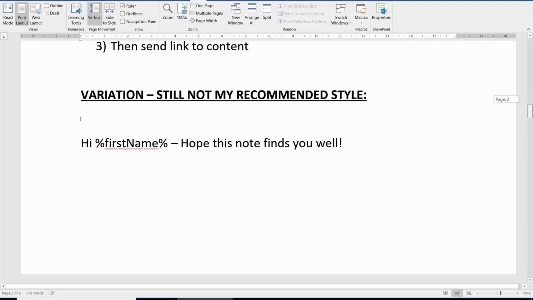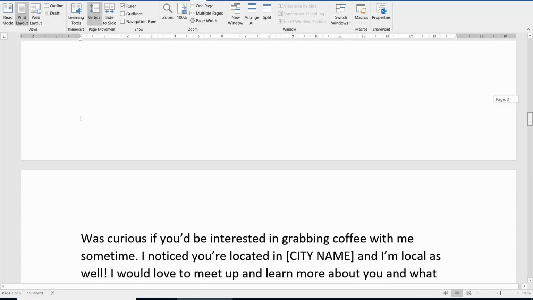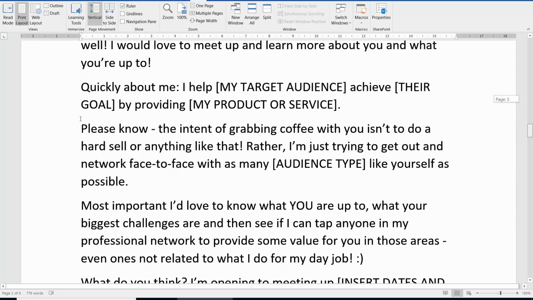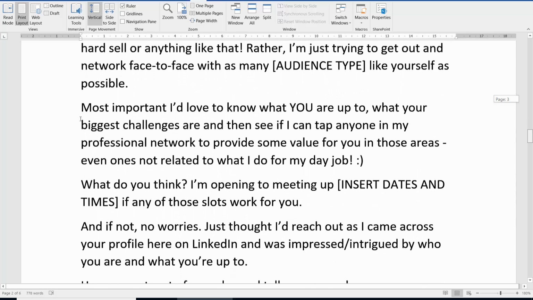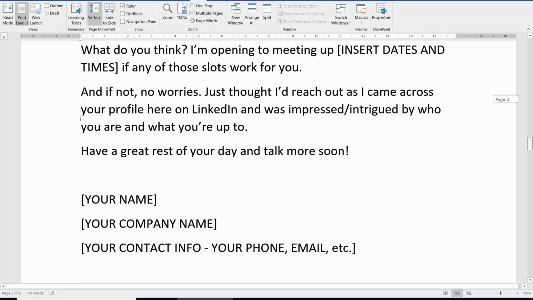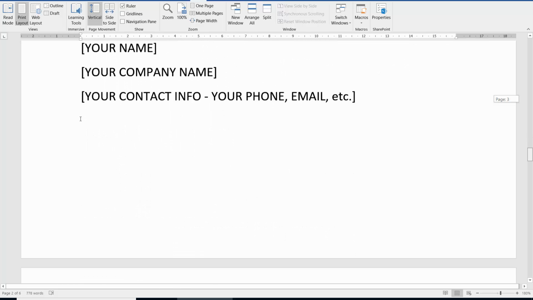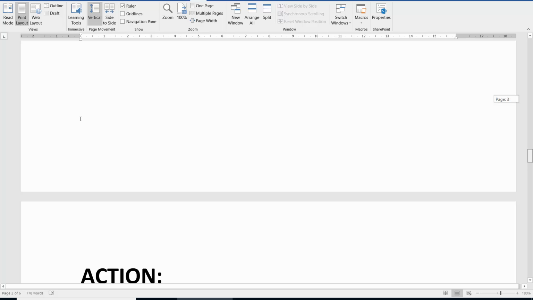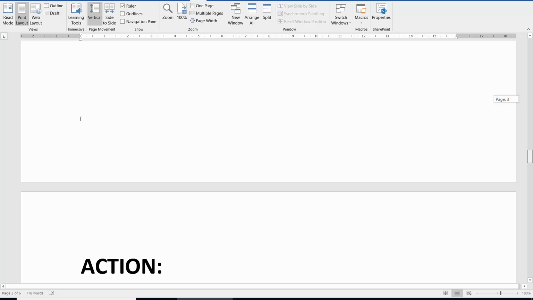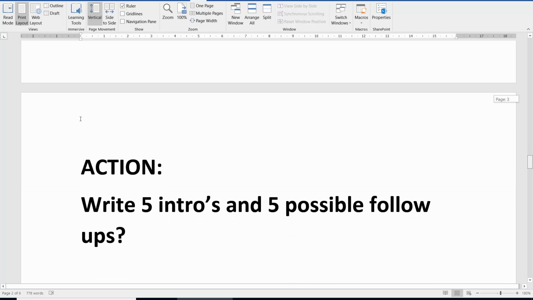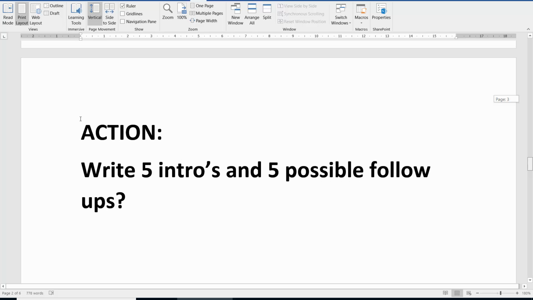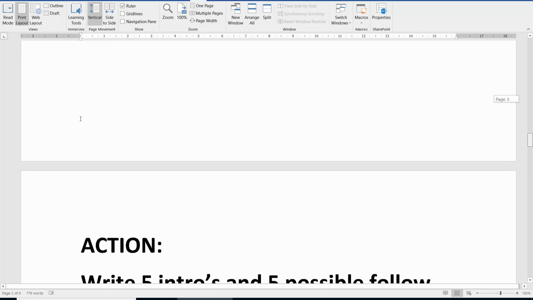And there's a couple of variations. Hi, first name, hope this finds you well, then straight into, would you be interested in grabbing coffee? So I put them here in the manual, but I want to reiterate, they are for you to review to see if they hit your style. They are not my style. They are not what I recommend for you. If you think that it's going to work better for your style, and more importantly, the style of your audience, then do it. So what you need to do, the action point, is write 5 intros and 5 possible follow-ups.